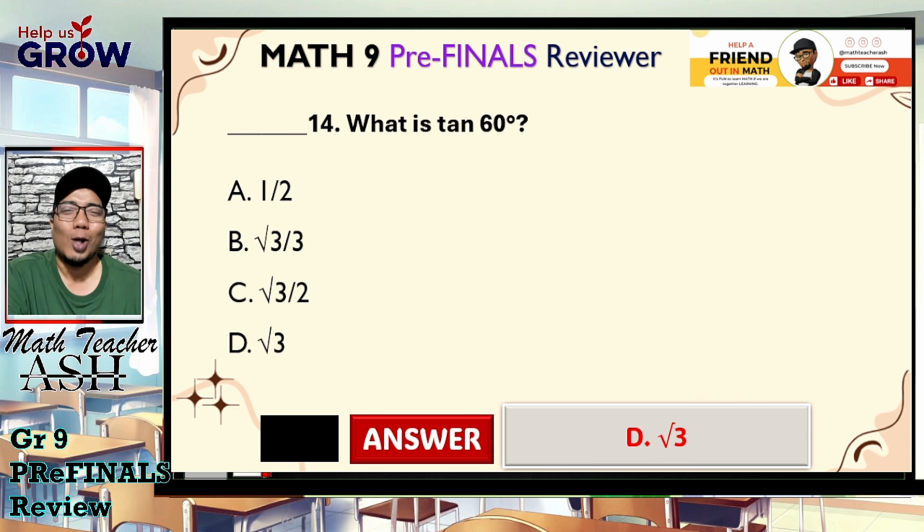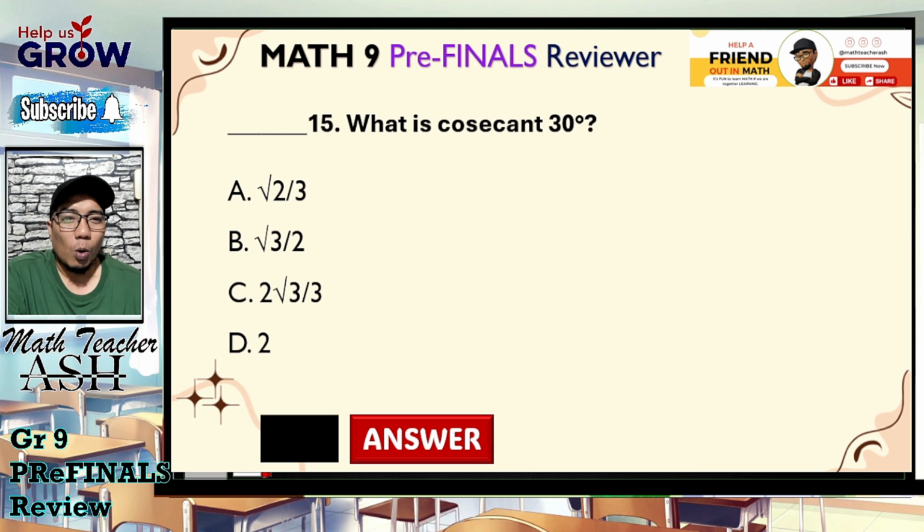So now let us go to question number 15. What is cosecant 30? Is it A, square root of 2 over 3, B, square root of 3 over 2, C, 2 square root of 3 over 3, or D, 2? I'll give you 5 seconds to think about your answer.